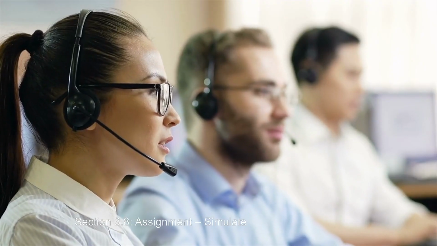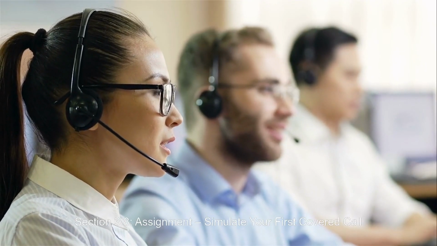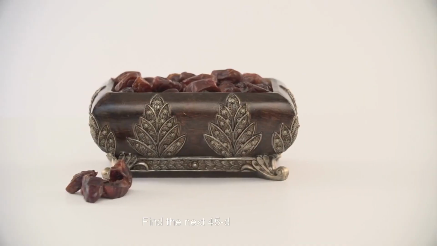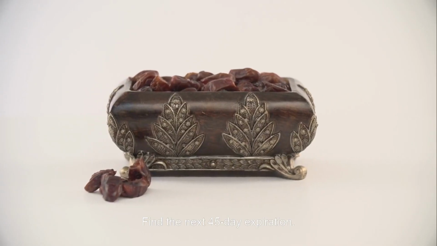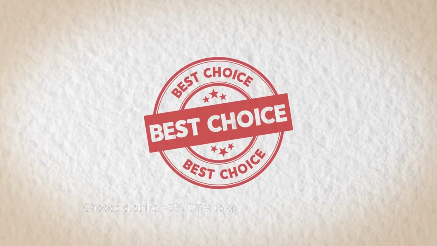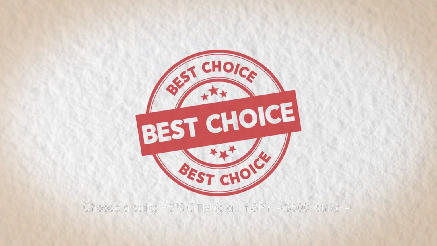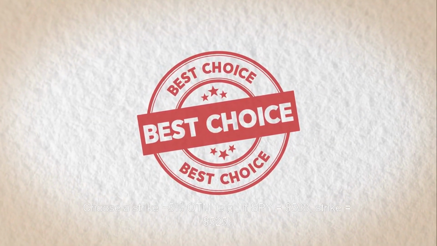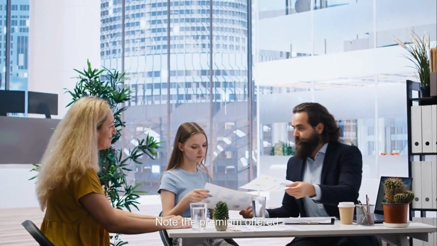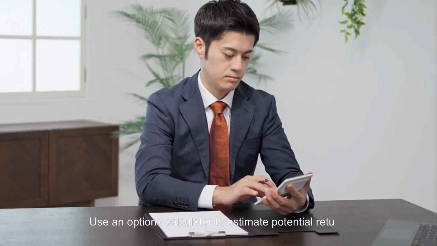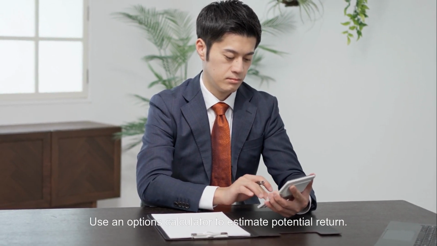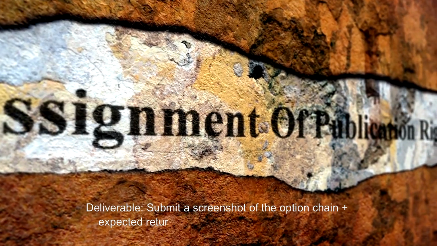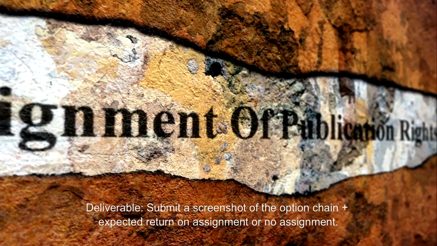Section 3.8. Assignment: simulate your first covered call. Instructions: go to Yahoo Finance. Find the next 45-day expiration. Choose a strike 5% OTM; for example, if SPY equals $500, strike equals $525. Note the premium offered. Use an options calculator to estimate potential return. Deliverable: submit a screenshot of the option chain plus expected return on assignment or no assignment.